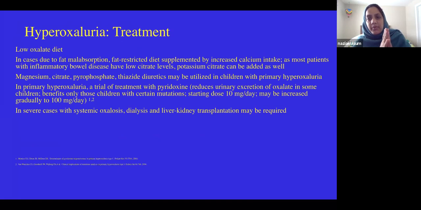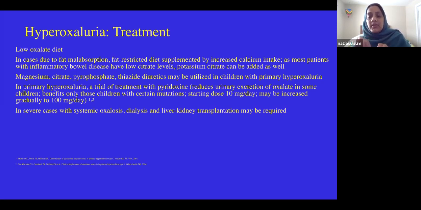Again, for treatment of hyperoxaluria, if it is a mild condition, you will do an oxalate restricted diet. If it is from the GI tract, for example, fat malabsorption or inflammatory bowel disease, the main treatment is based on the GI disease. And then beyond that, you can use citrate. You can use potassium citrate.